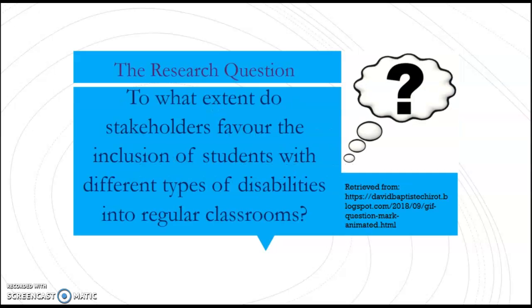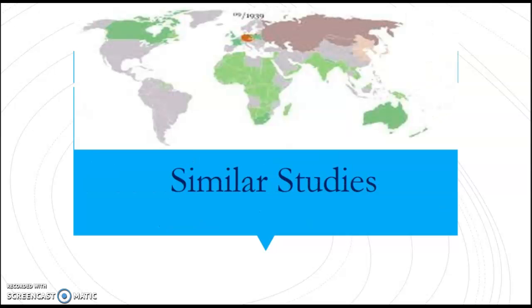In my research, I will attempt to answer the following question. To what extent do stakeholders favor the inclusion of children with different types of disabilities into regular classrooms? I found two studies where the researchers used the t-test to determine the attitudes of parents and other stakeholders towards an all-inclusive classroom.